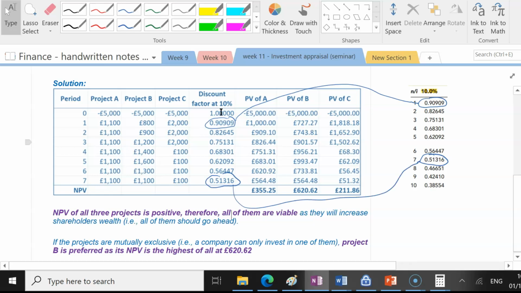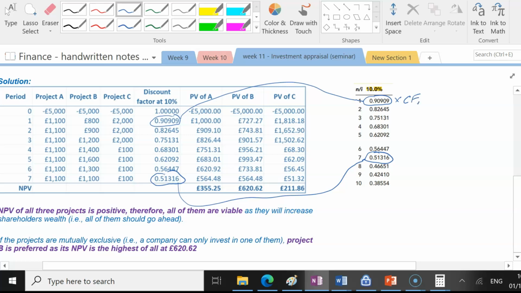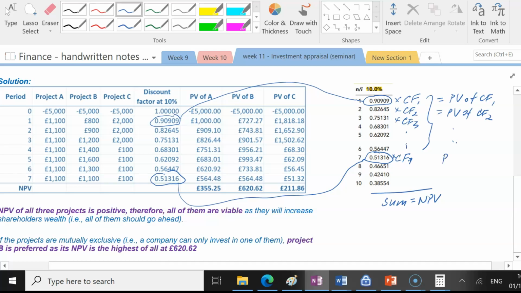Get the numbers for discount factors from the table, and then as before, you simply multiply project cash flow for relevant period, cash flow 1, cash flow 2, cash flow 3, etc., cash flow 7, and add them up. Sum of these cash flows will be equal to net present value. So this will be the present value of cash flow 1, present value of cash flow 2, etc., present value of cash flow 7. This is what we've done for each of the projects.